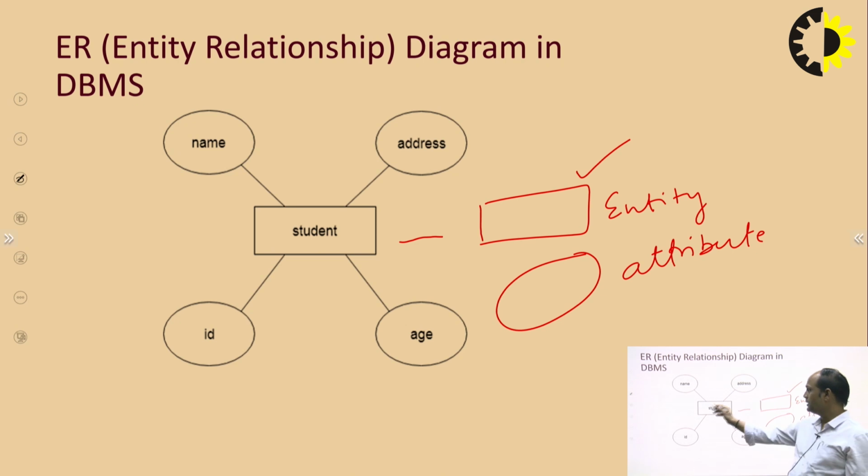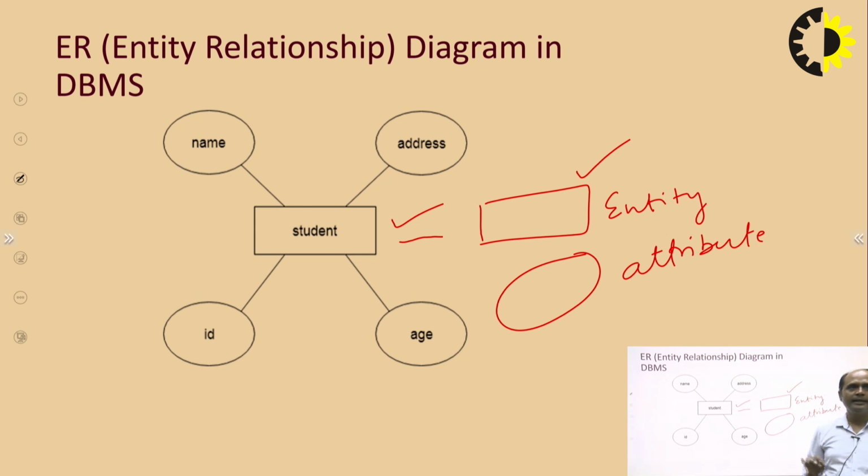In the student entity relationship diagram, we draw the entity student, and we have four attributes connected to that entity. To the student entity we connect name, address, age and ID. These are the four attributes of the student entity. So this is called a simple ER diagram for the student entity in a school database.